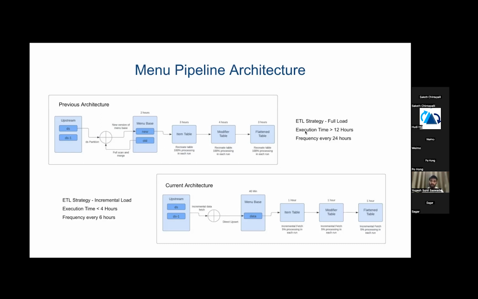So this effectively helped us reduce the overall execution time of our menu pipeline from nearly 12 to 13 hours to less than 4 hours. And since our total execution time is now within 10 hours, we changed our frequency to 6 hours, and we were able to achieve our SLA of 10 hours.